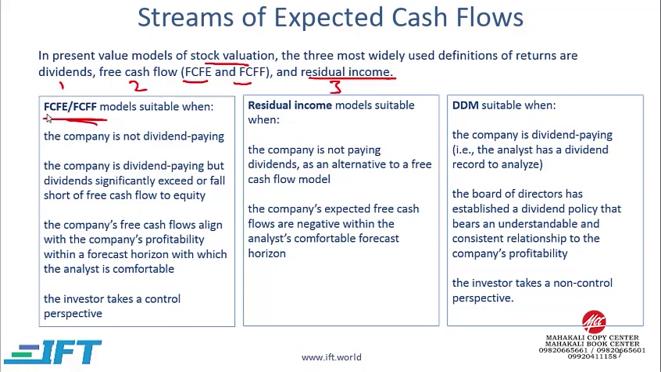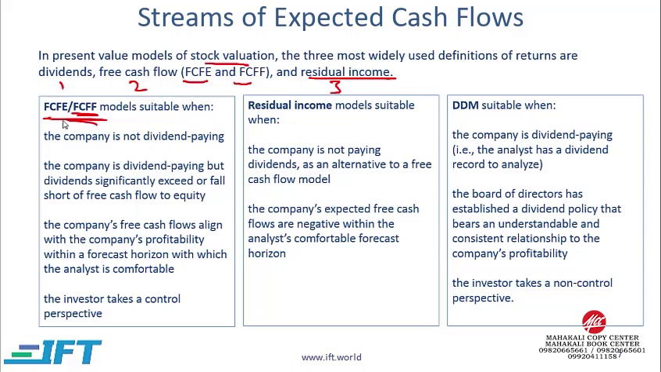Free cash flow to equity is the overall cash flow that is generated by a company that is available to equity holders. And free cash flow to firm is the cash flow which is generated that is available to all investors, both bondholders and equity holders.